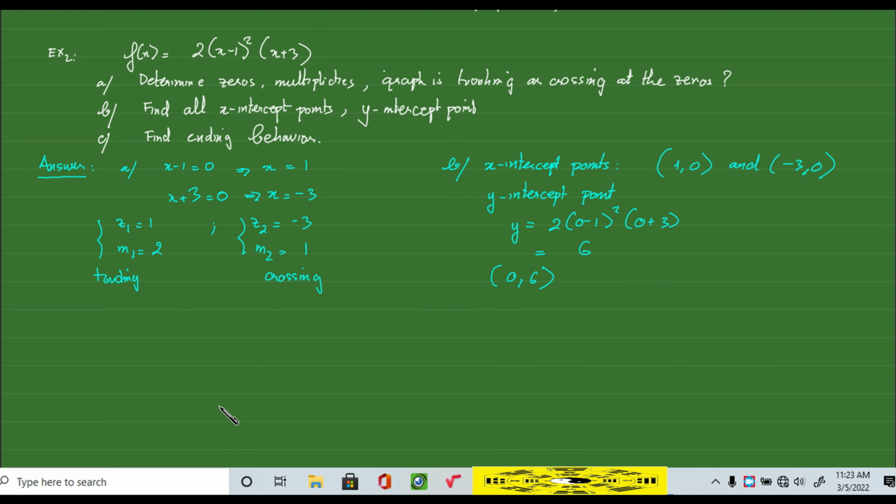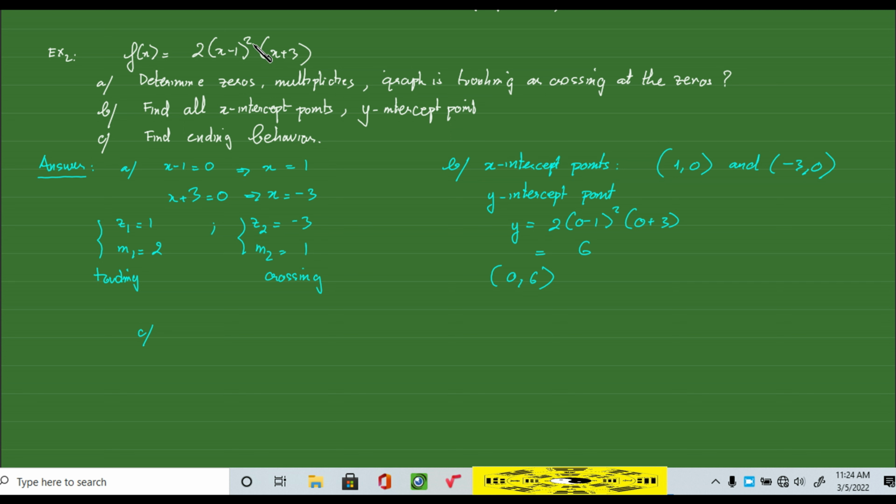Now part C, find the ending behavior. Last time we talked about ending behavior, and I categorized it into 4 different cases. It depends on the leading coefficient and the highest exponent of the polynomial in standard form. However, because this is factored form, how do I determine the a value and the highest exponent? Just imagine, in order to convert it to standard form, all you have to do is expand this, right?